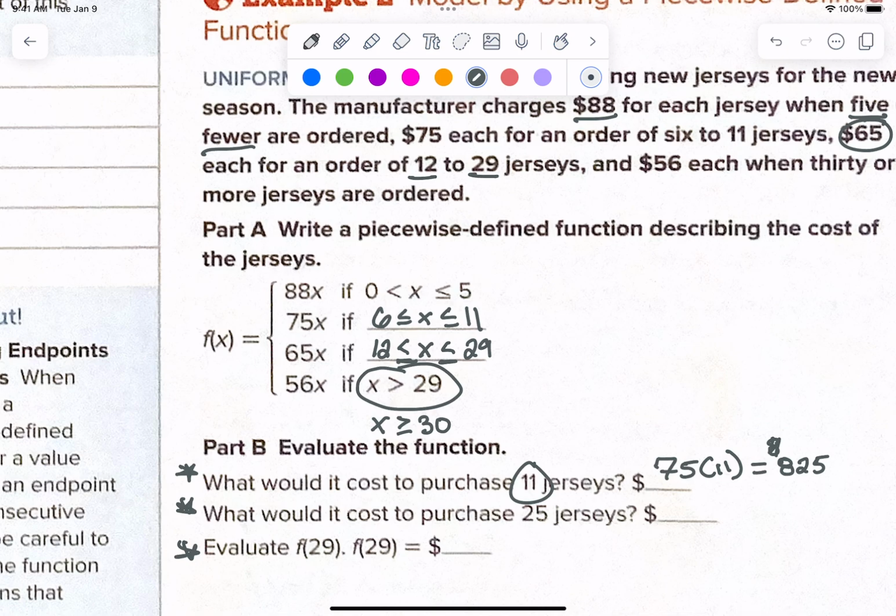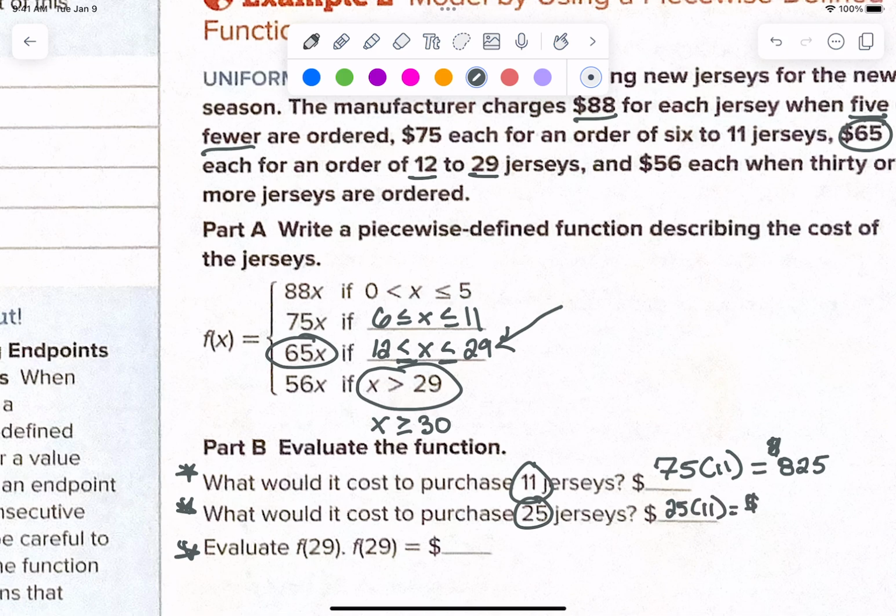Very nice. Okay. What would it cost to purchase 25 jerseys? Is that the first, second, third, or fourth? 25 jerseys. Domain, right? That's a domain. Okay. If we take 25 times 11, say that again.